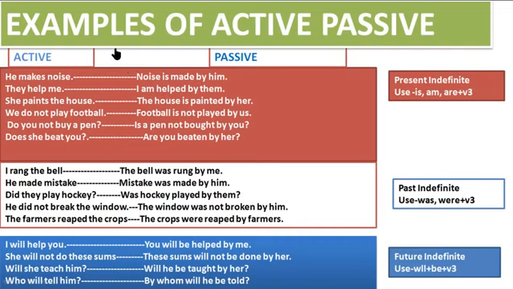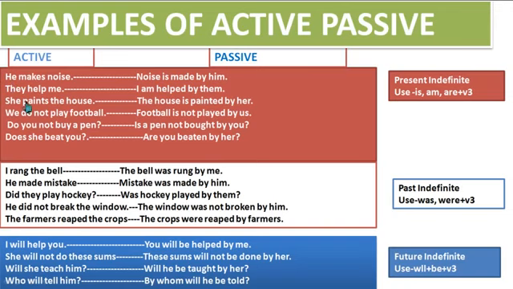Now we will see the examples of active passive voice. If the sentence is in present indefinite tense, that means subject plus first form. He is the subject, makes is the first form, and noise is the object. We take noise first, and the noise is singular, that's why we use is, that is the first form of the be, and then the third form of make, made, by, and he is changed into him. Noise is made by him.